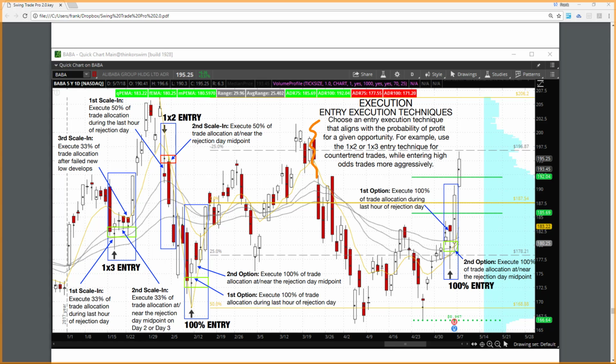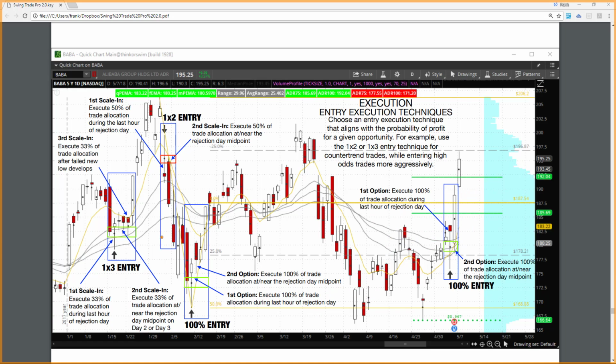So Alibaba has been trending higher overall for a long time as of the point of this chart. And at that point, these were primary trend trades. Those were primary trend trades. These were counter trend trades, right? These were counter trend moves. So the idea of choosing an entry technique that aligns with the probability of profit for a given opportunity is very, very important, which means if a market is trending up, you want to be more aggressive on the pullbacks in the direction of the trend, but you want to be more cautious on the counter trend moves because they are counter trend.